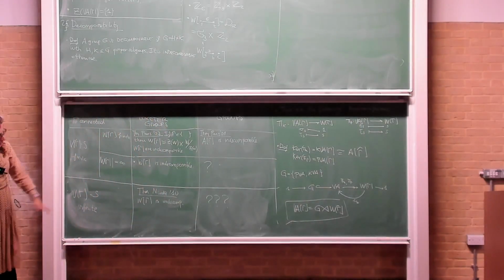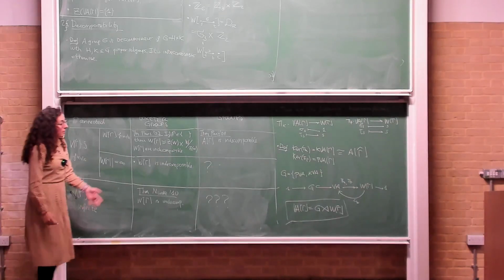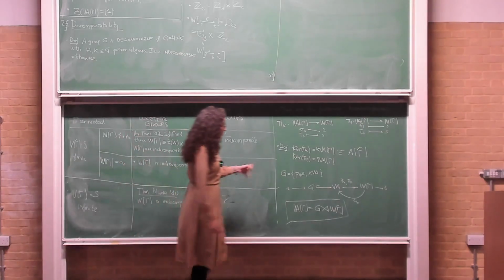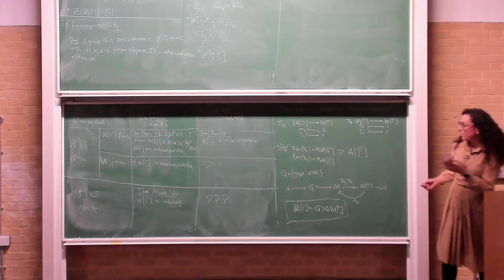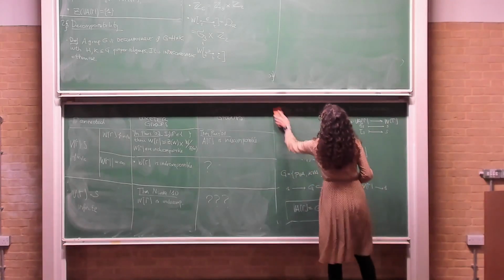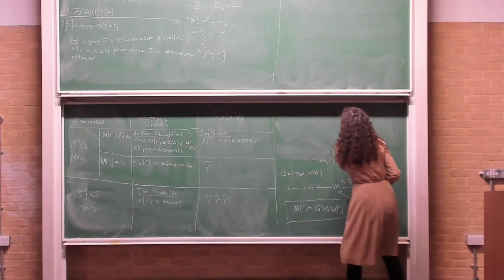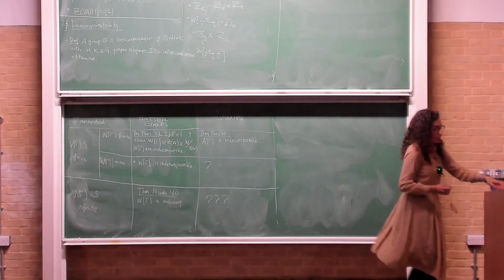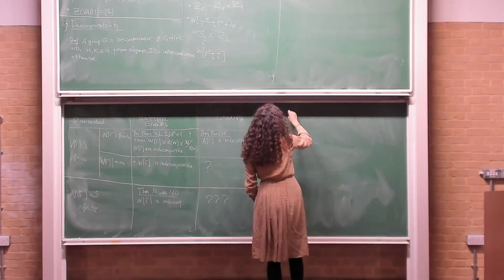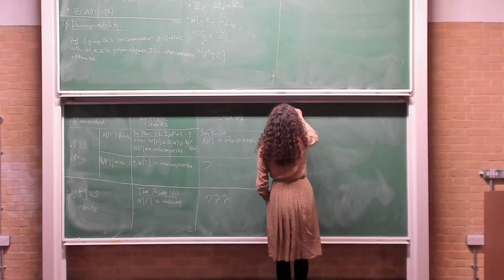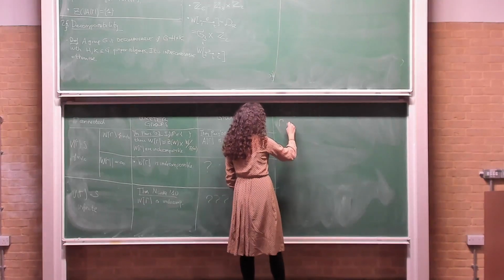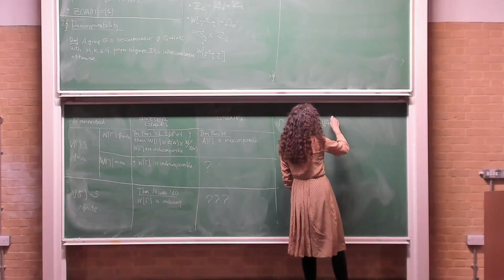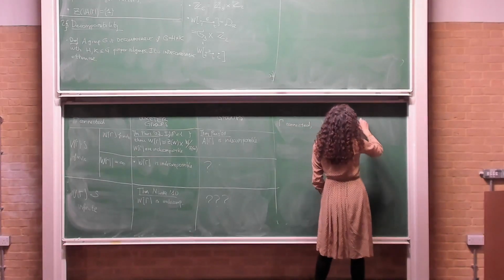Okay? So this is an example of a question which is very hard to tackle for classical Artin groups, but we know the answer for virtual Artin groups. And here it is. Theorem. When the Coxeter graph is connected, the associated virtual Artin group is always indecomposable.